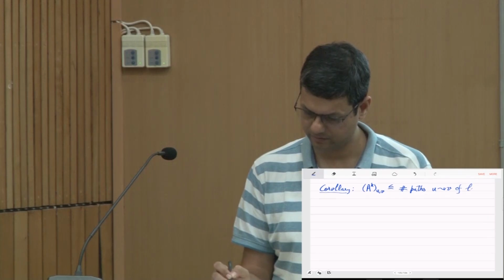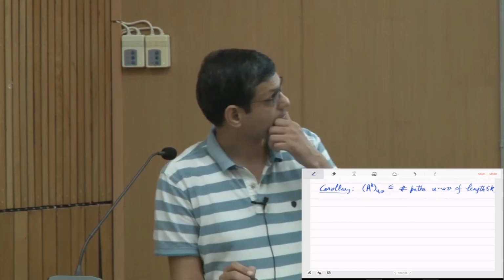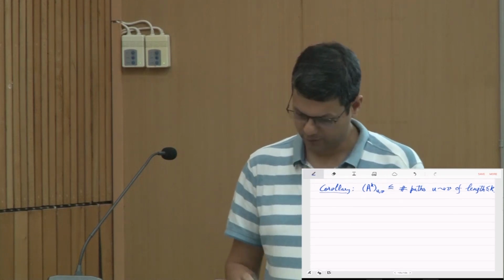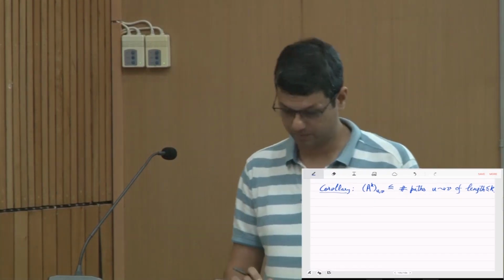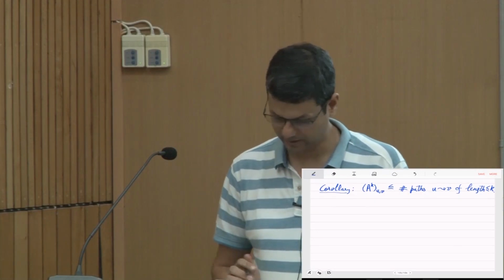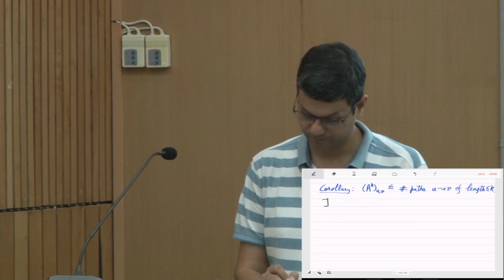A raised to k, u v, is less than or equal to the number of paths from u to v of length less than or equal to k. So only a lower bound, and for the length an upper bound. Okay, any questions till now? So then you understood powering of the matrix.